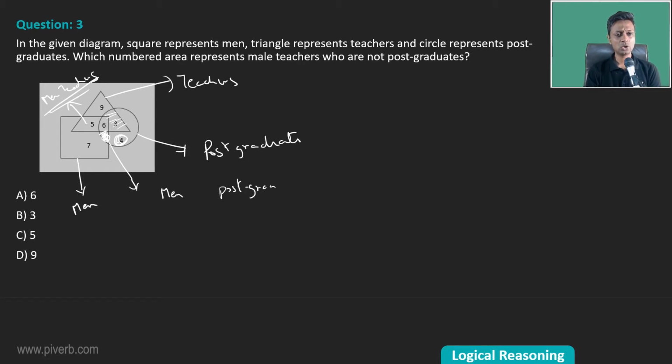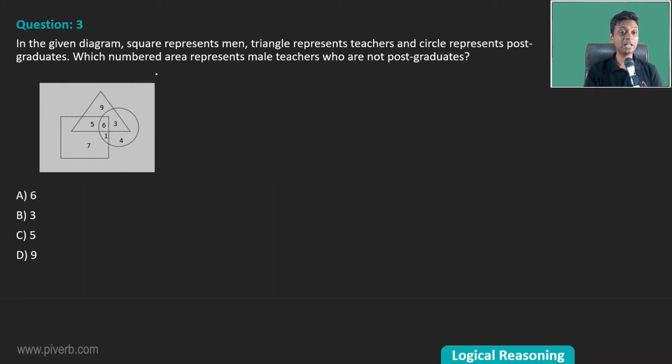Right? So each region, number 1, 2, each of those numbered areas represents something. Which numbered area represents male teachers who are not postgraduates? This is male. This is teachers. This is postgraduates. We want something that has male and teachers but does not include postgraduates. So we completely need to forget this. Nothing here, because anything here will be postgraduates. Male and teacher, that will be region number 5.